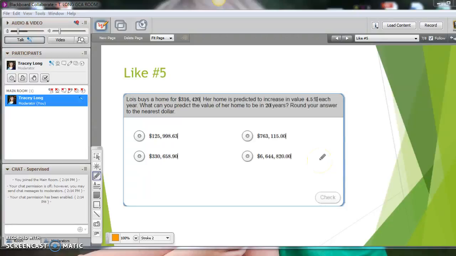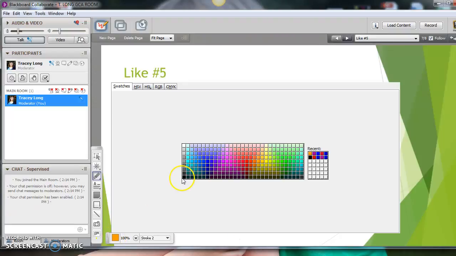All right, so in this problem, we're looking at the future predicted value of a home. Now, I told you the good news about a mortgage and spending all that interest is that typically a house will appreciate in value, which means that the value will go up. Now, there's a formula for finding predicted value, so let's look at that formula.